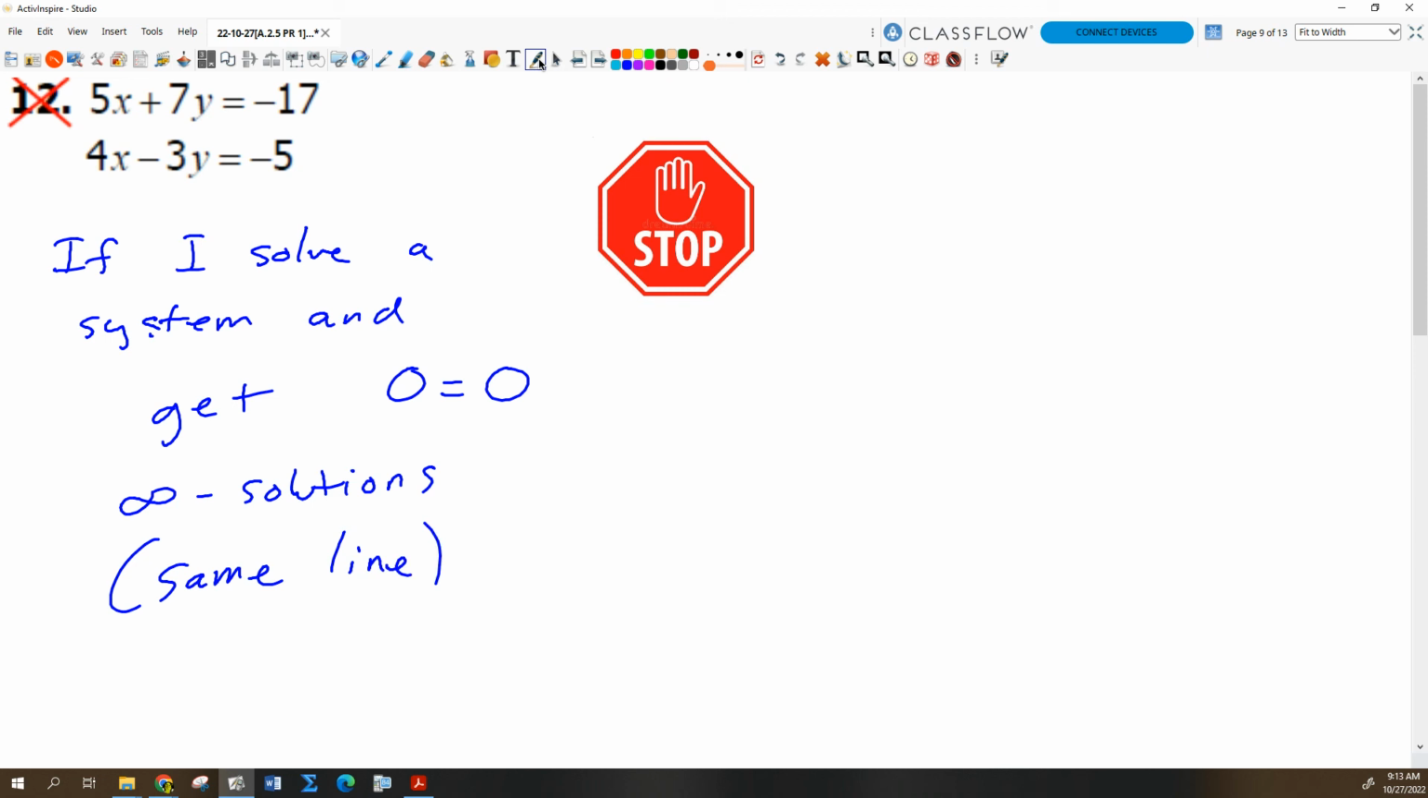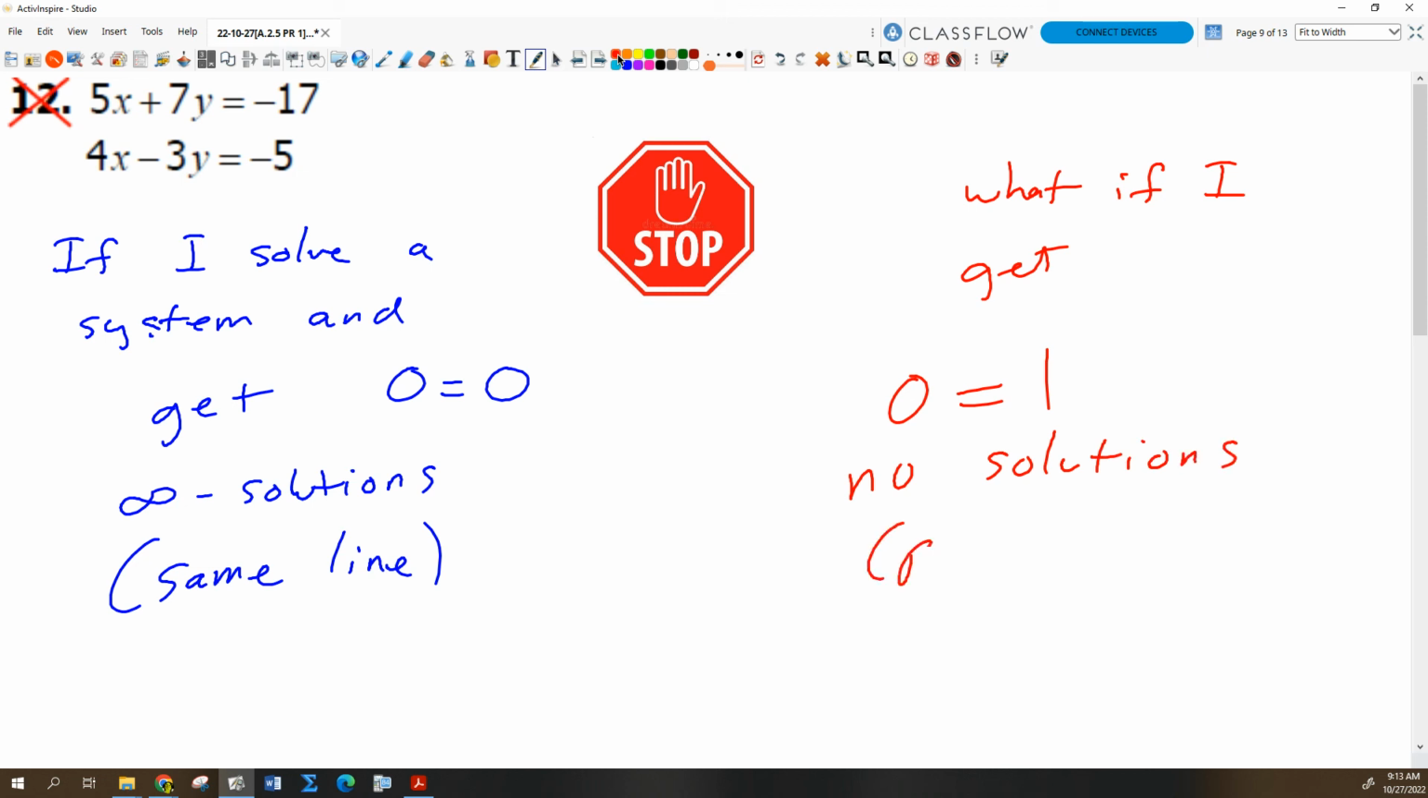What if when I solve a system, I get something like this? I end up getting the answer something like 0 equals 1, which is false. No solutions. So what's that tell you about the lines? Parallel. Yeah. Okay. Now you can have at it.